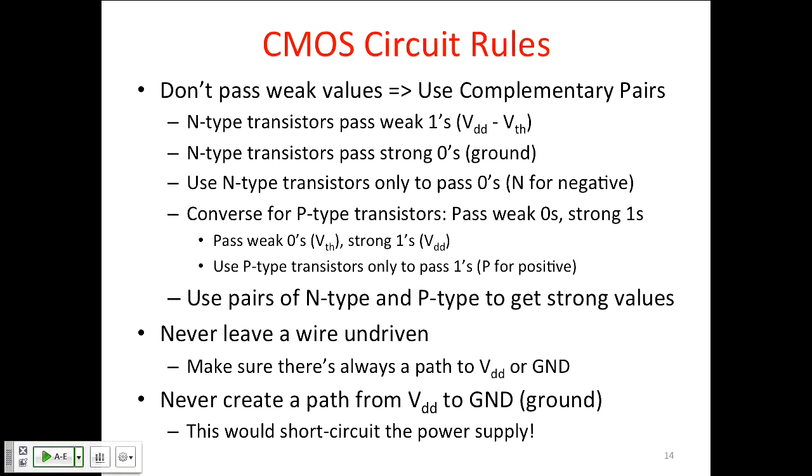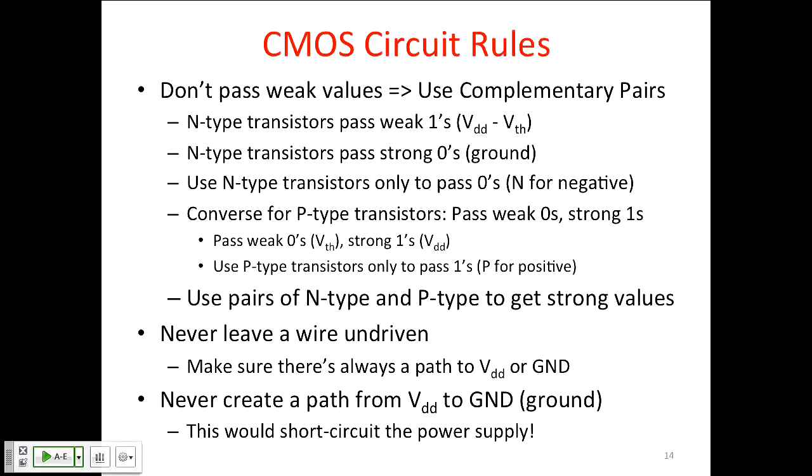So I mentioned some of this briefly. These are just some rules that will explain why the gates are built the way they are. You don't really have to memorize these, but basically N-type transistors are not very good at passing ones, but they can pass a strong 0. And the opposite is true for the P-type. They can pass weak zeros but strong 1s.